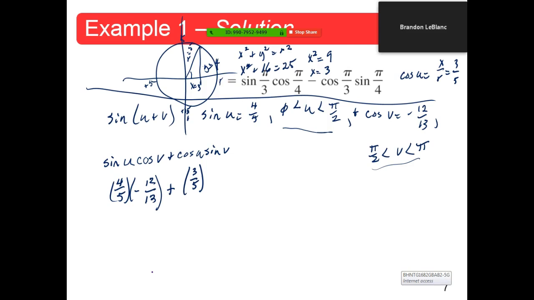Now here we have cosine v, where x is minus 12. I'm going to pretend I have a 13 circle here, not a 5 circle, so I don't have to draw another one. So the radius is 13, and the x value is minus 12. So that's going to be somewhere out here. So this angle is this one right here. X equals minus 12, and r equals 13. What does that make your y?